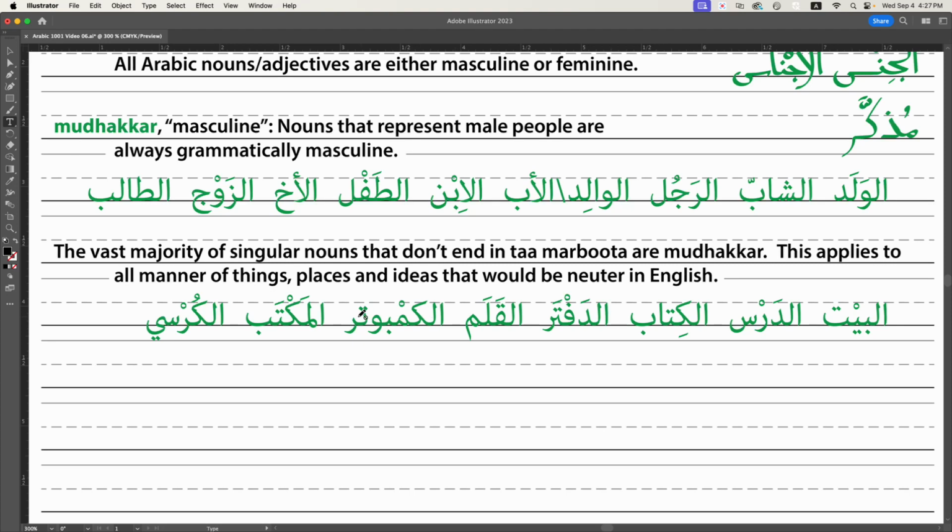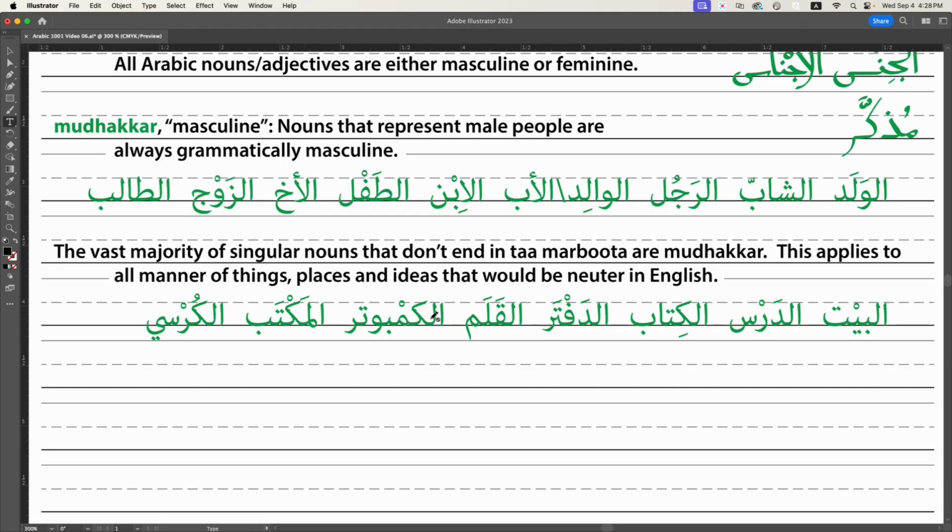A computer, a great word borrowed from English, is a computer. There's technically a formal Arabic word, al-hasub, which comes from the root for to calculate, that you'll sometimes see in written Arabic, but nobody ever says that. Everybody calls it a computer, and a computer is a masculine noun.